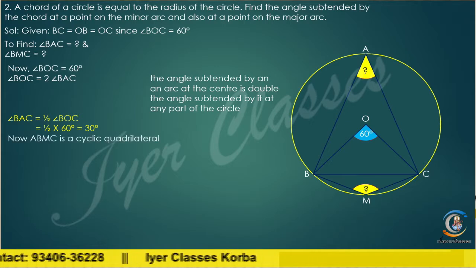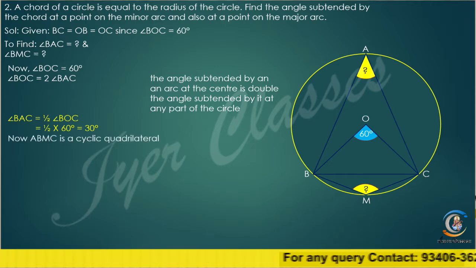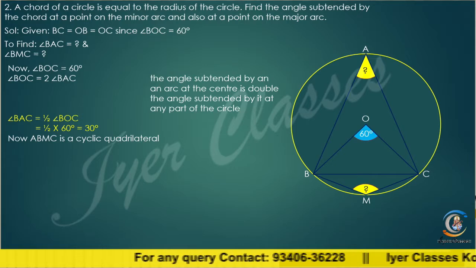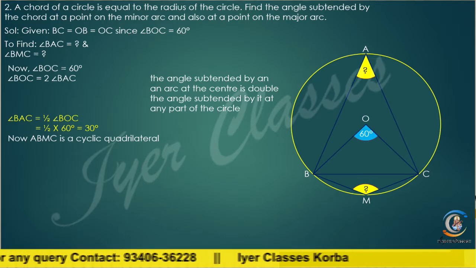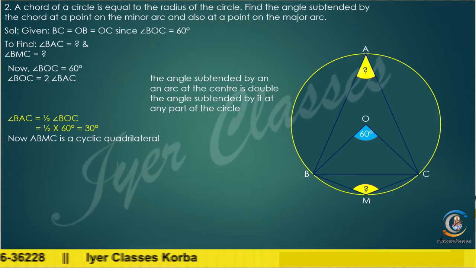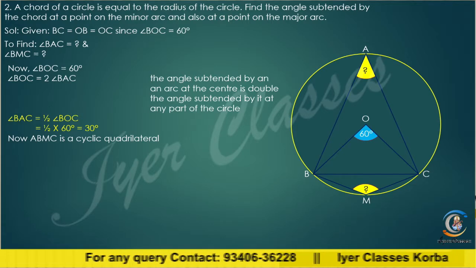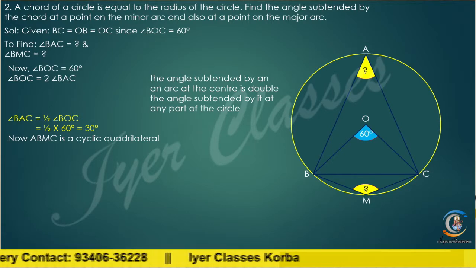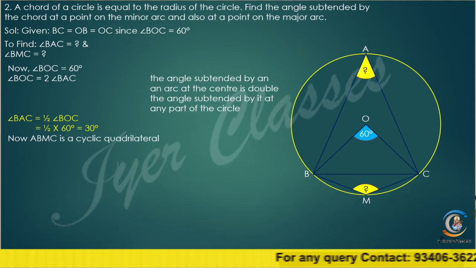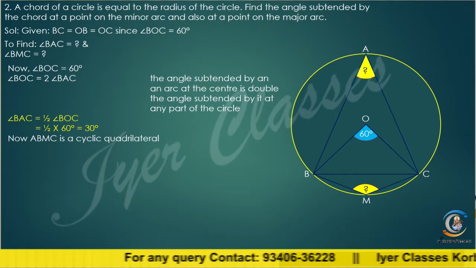Now let us move on to the whole of the figure. We now know that all 4 points A, B, M and C are lying on the circle, which makes this quadrilateral a cyclic quadrilateral. What is a cyclic quadrilateral? A cyclic quadrilateral is a quadrilateral in which all the 4 points are lying on the circumference of the circle. Now, what is special about this cyclic quadrilateral? You know that the sum of the opposite angles is equal to 180 degrees, right?